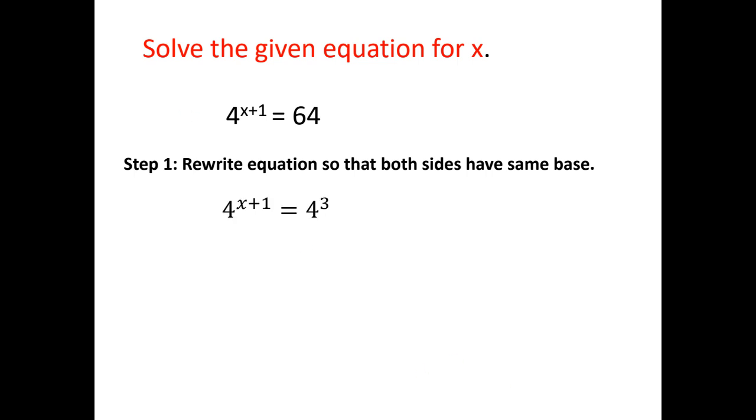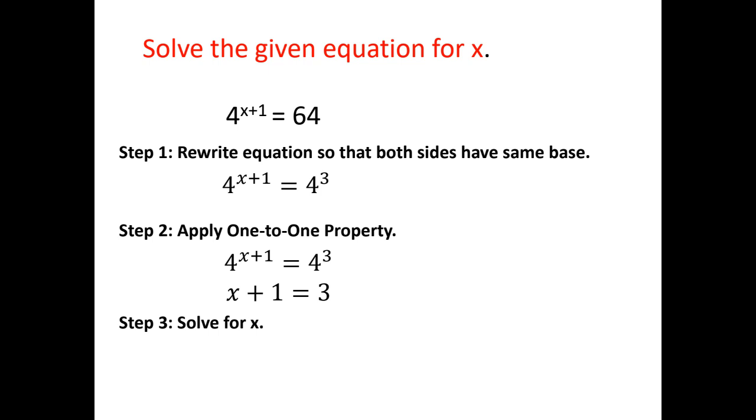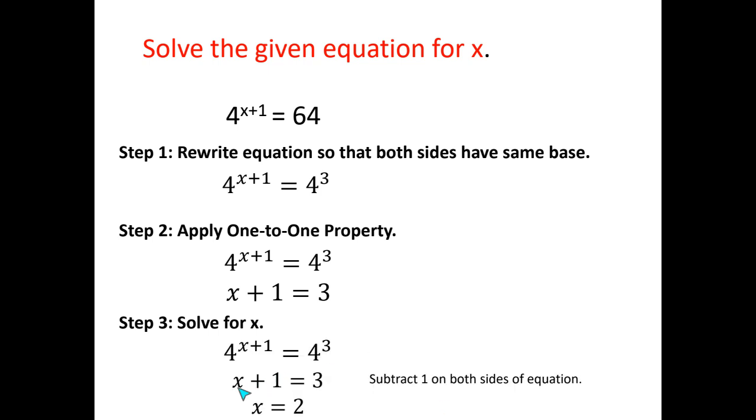Okay, so we have the same base. Here the 64 we can write as 4 cubed, because 4 times 4 is 16, times another 4 will give you 64. So now they're the same. So we can apply the one-to-one property, and that tells me that I can set my exponents equal to each other. So x plus 1 is equal to 3. We're subtracting 1, so we get that x is equal to 2. Okay, so that would be our answer for x.